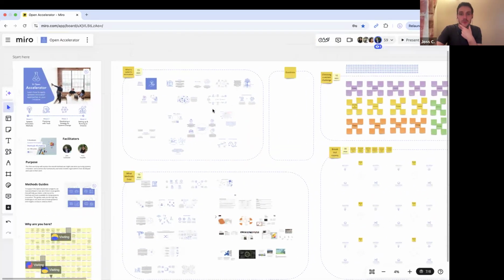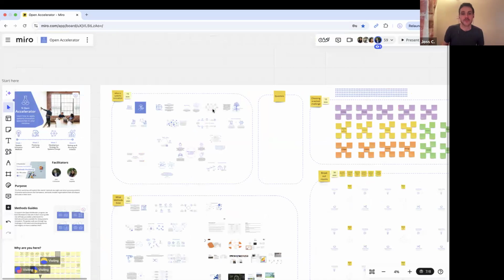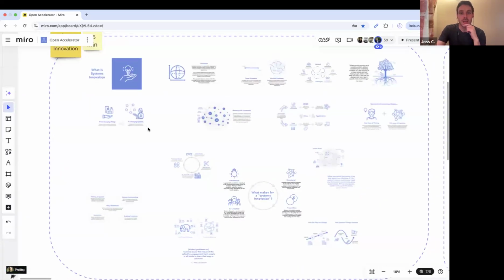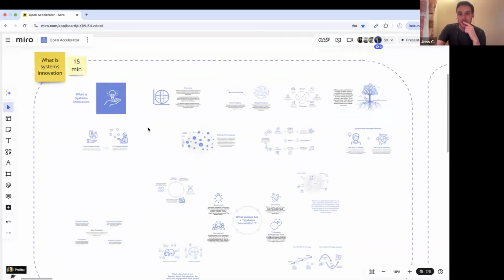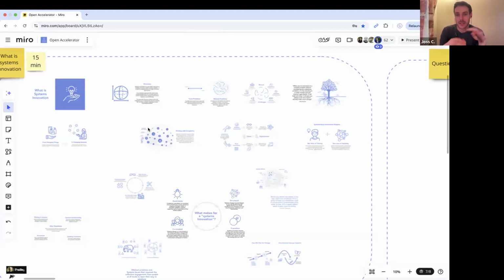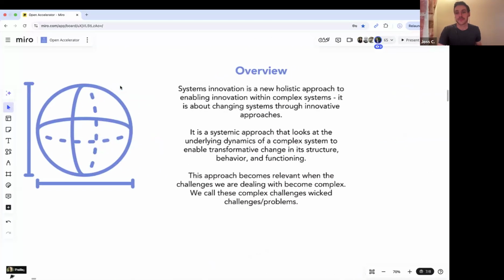So hopefully everyone has the Miro board at this stage, and you've been able to join. We'll jump into this first section here to share with you what systems innovation is all about. And again, this is taken from the guide you'd find at the beginning there, so you're welcome to jump into that now or afterwards to learn more. So what is systems innovation?